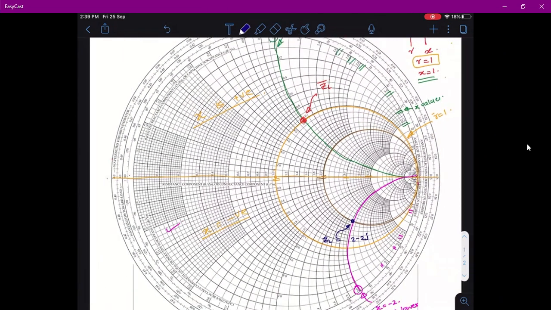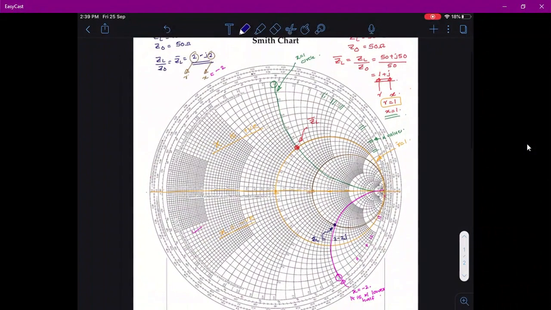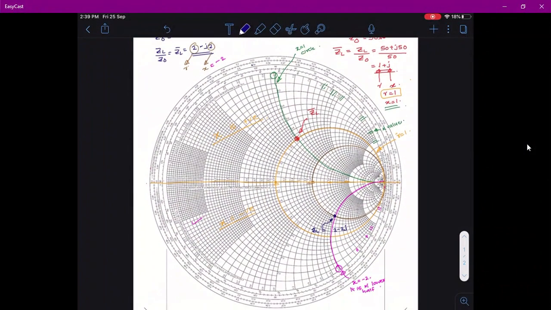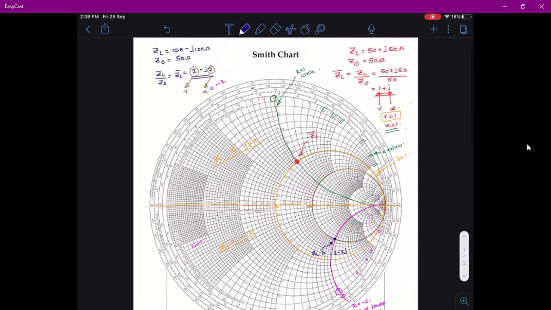The circles which are concentric, the complete circles, are called the resistance circles, and the half circles are called the reactance circles. The upper part of the Smith chart is positive for X and the lower part is negative for X. If you want to mark any impedance in the Smith chart, you find the point where the corresponding R and X circles intersect. That is the point at which the impedance has that value. So, always make sure you do normalization. If you don't do normalization, the answer will be wrong. So, this normalization is important.